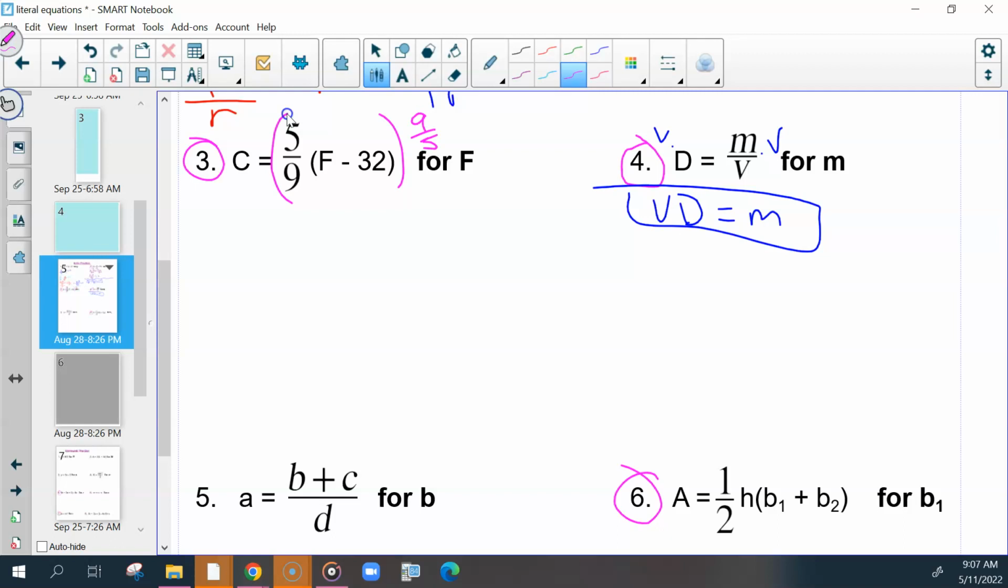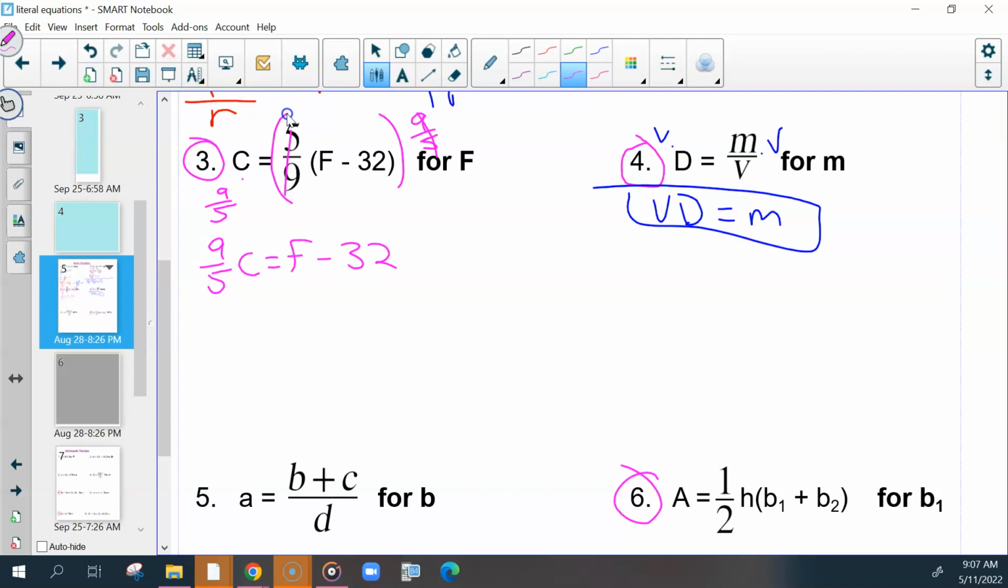So that this and this would cancel. But we'd also have to get it over here. So then we have 9/5c. These would cancel. And we'd just be left with f minus 32. This is a conversion between Celsius and Fahrenheit, if anyone was curious.